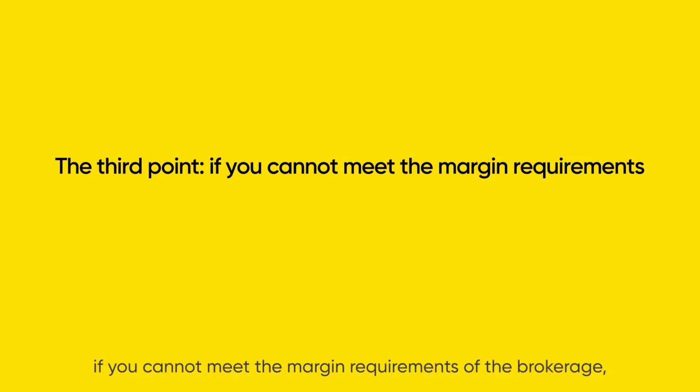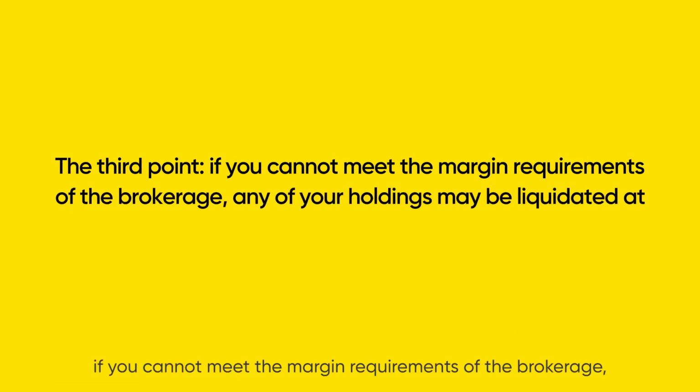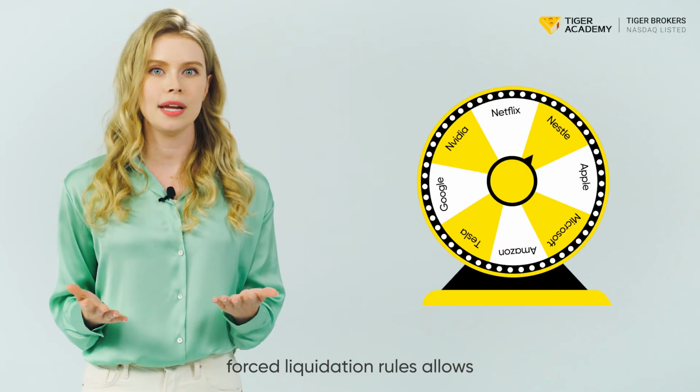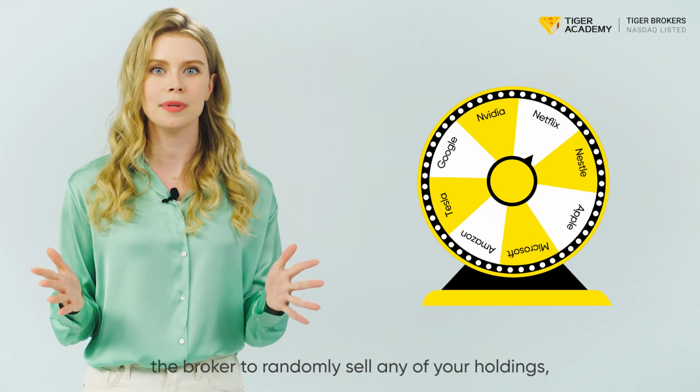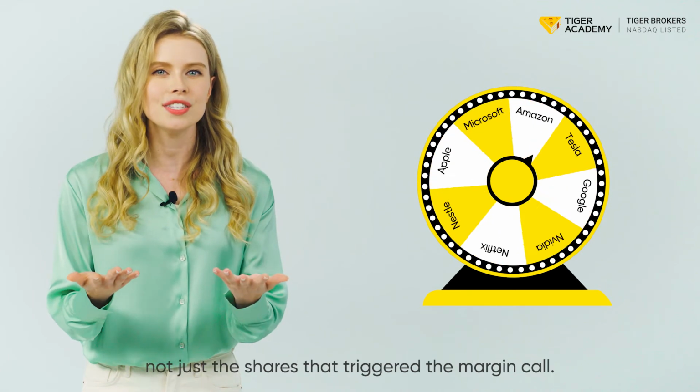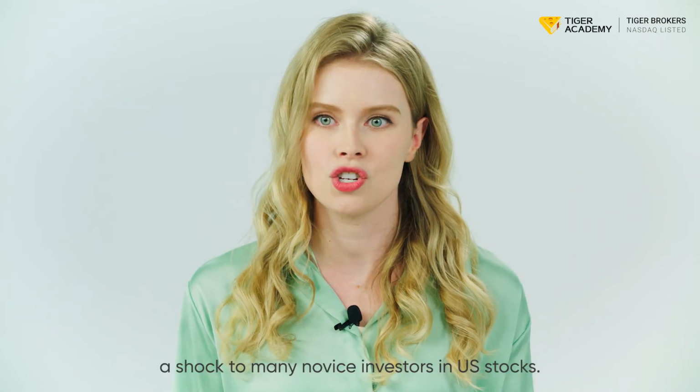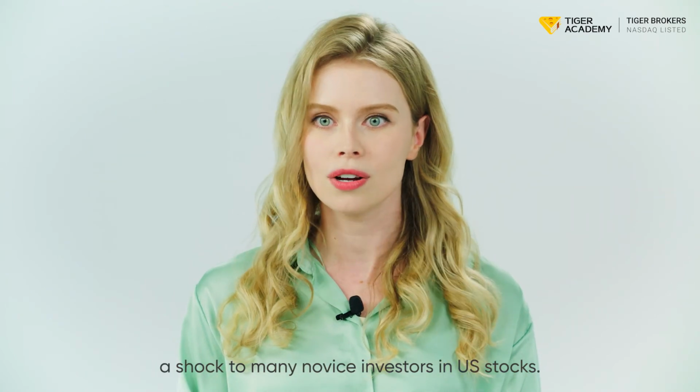The third point, if you cannot meet the margin requirements of the brokerage, any of your holdings may be liquidated at random. When you own shares in multiple companies, forced liquidation rules allow the broker to randomly sell any of your holdings, not just the shares that triggered the margin call. This is a rule that usually comes as a shock to many novice investors in US stocks.